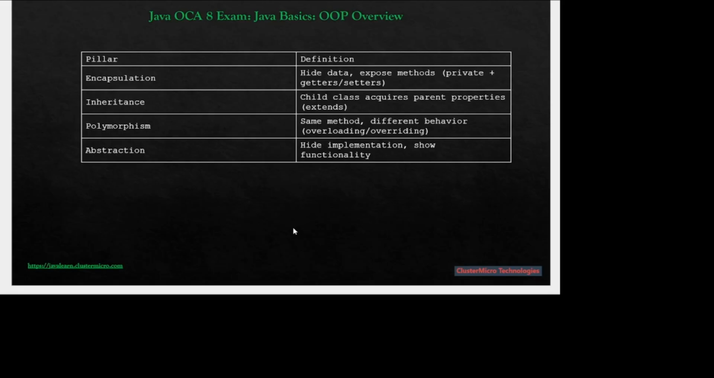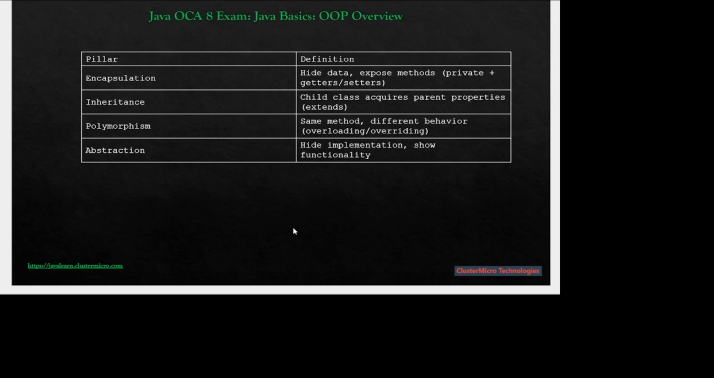What is inheritance? One class acquiring the properties and methods of another class using the extends keyword. So Dog extends Animal. Animal is the parent class and Dog is the child class, and Dog has all the capabilities of an Animal. Dog gets everything Animal has plus its own stuff. This enables code reuse. This is called inheritance.